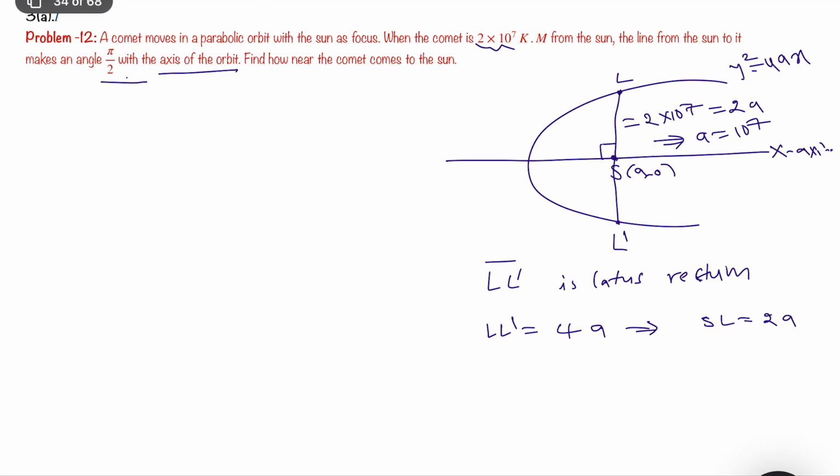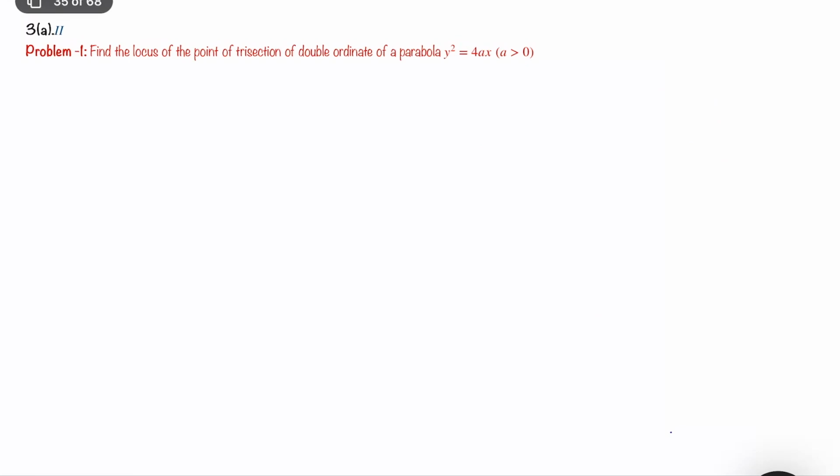From the previous problem we can say that the comet will be nearest to the focus, that is the sun, when the comet is at the vertex A. Here this is the vertex A. So when the comet is here, it will be nearest to the sun and the distance is going to be equal to a, that is the distance from the vertex to the focus. And that a we got as 10 to the power of 7. So the answer is 10 to the power of 7.